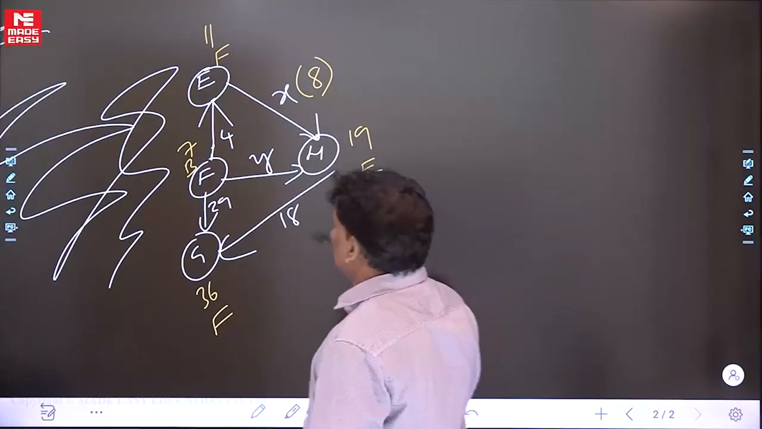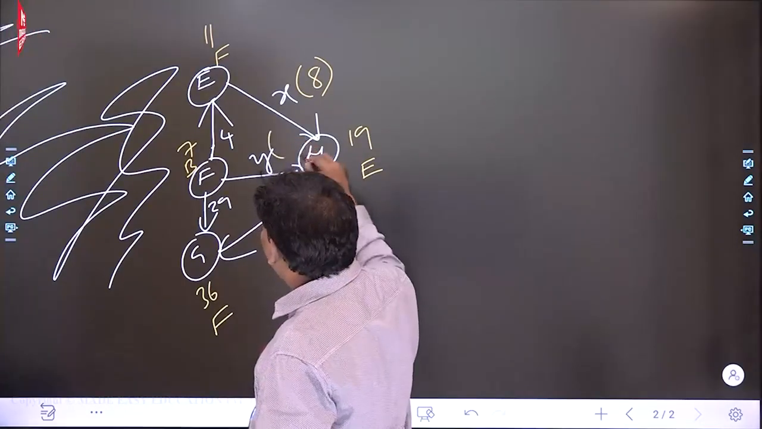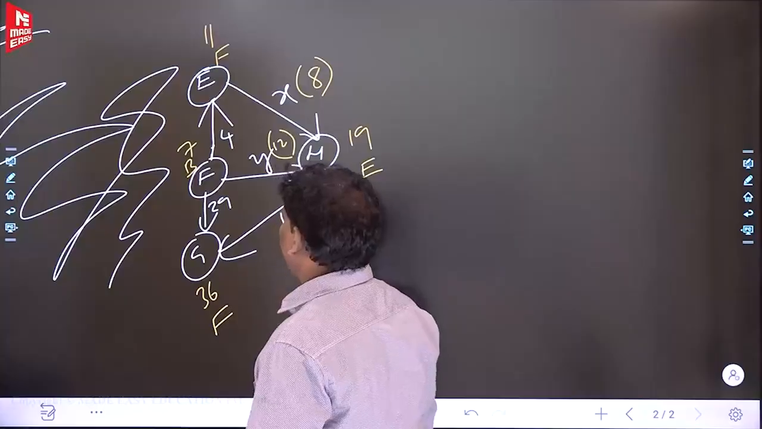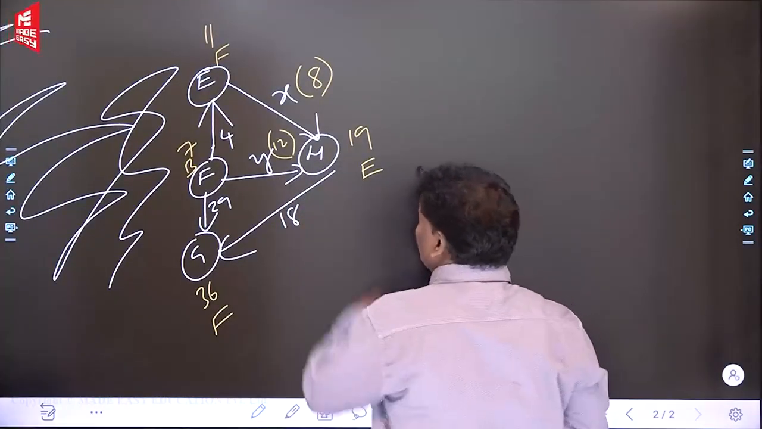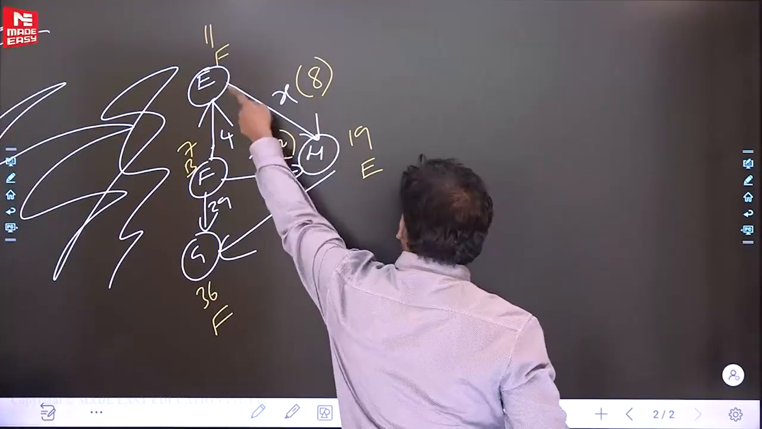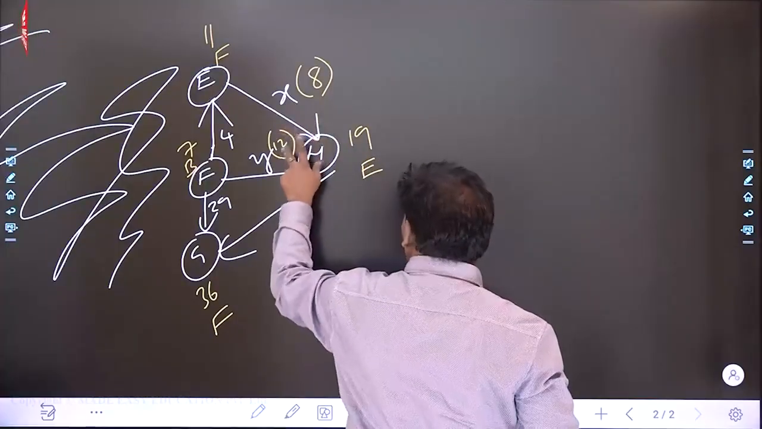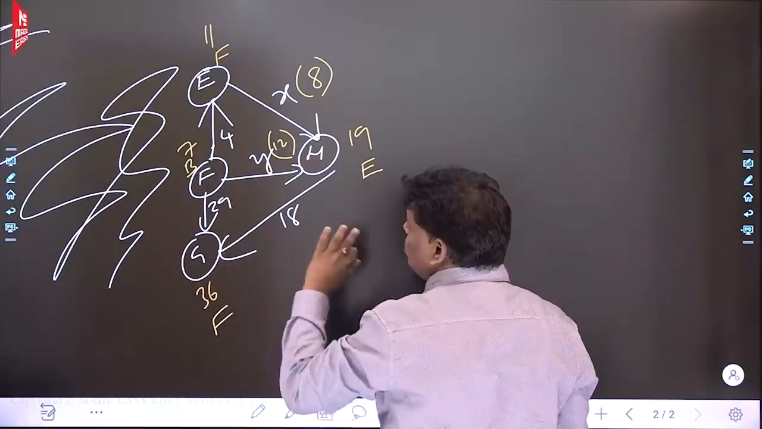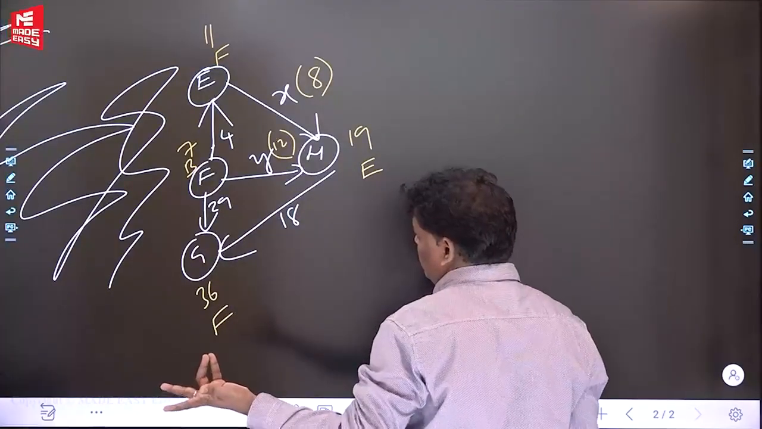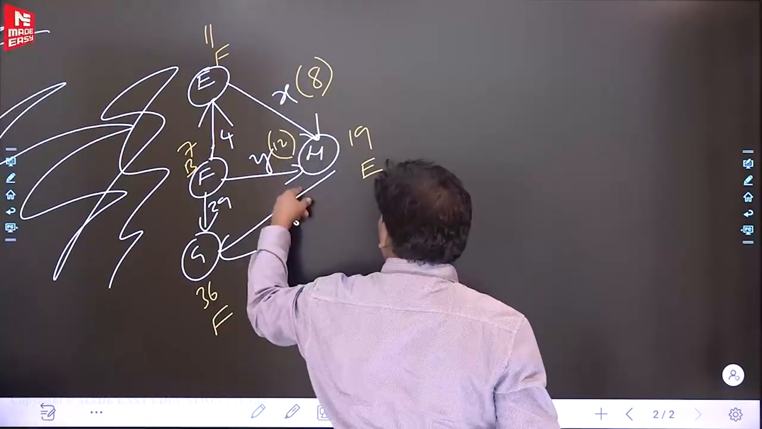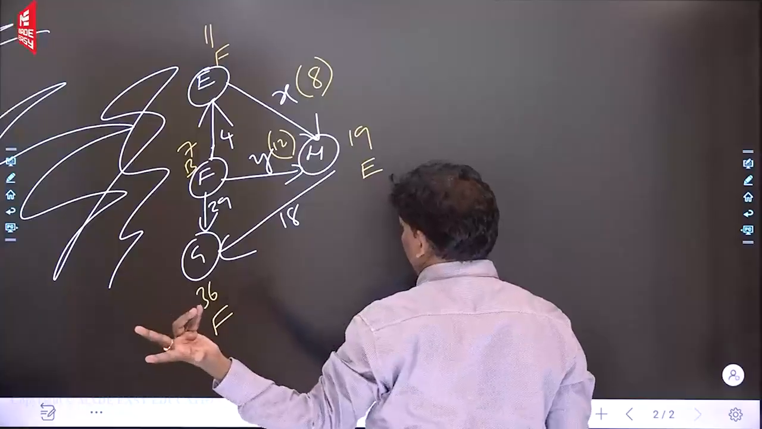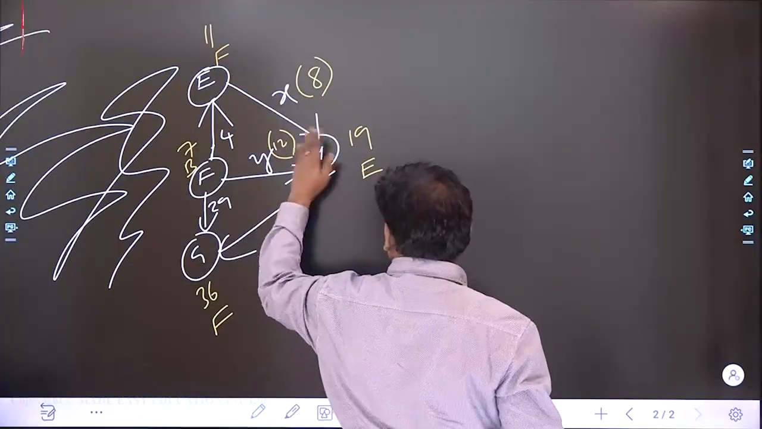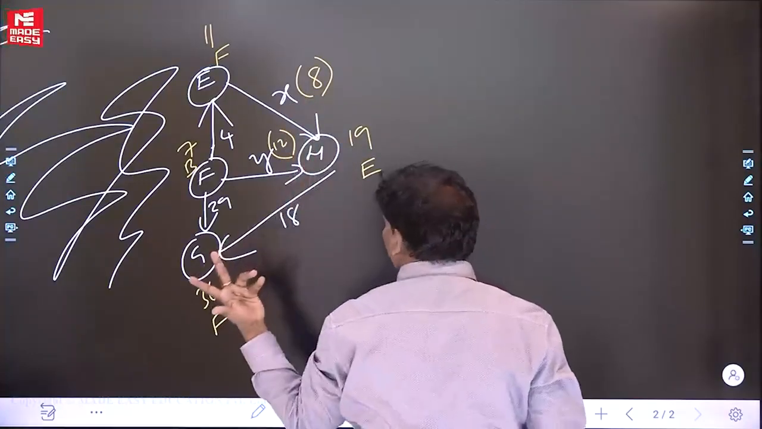More than 19. Can you help me now? What is the minimum value you are expecting here? It may be 12. 12 also, listen everyone now. With 12, this is also 19, this is also 19. Whenever two equal things are there, you can take whatever you want. It is also 19, it is also 19, so you can select whatever you want.